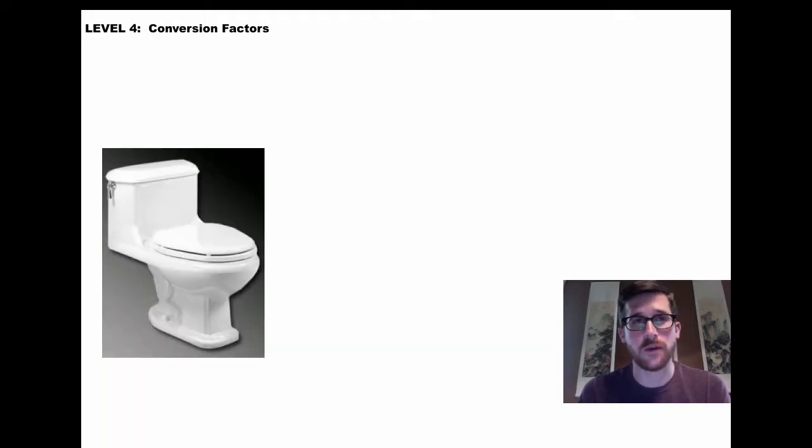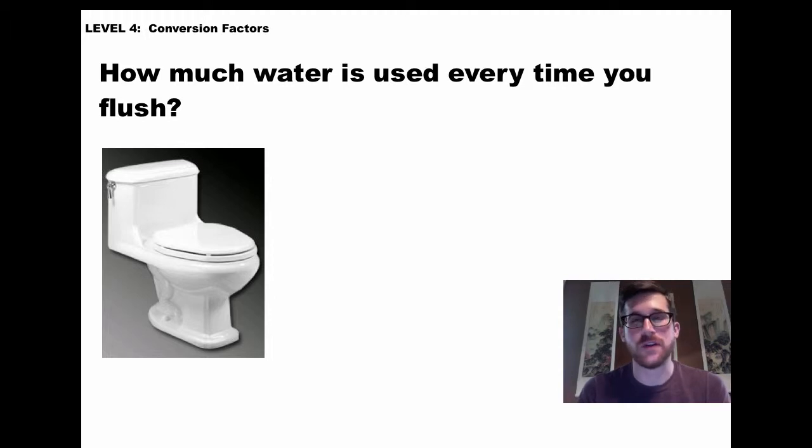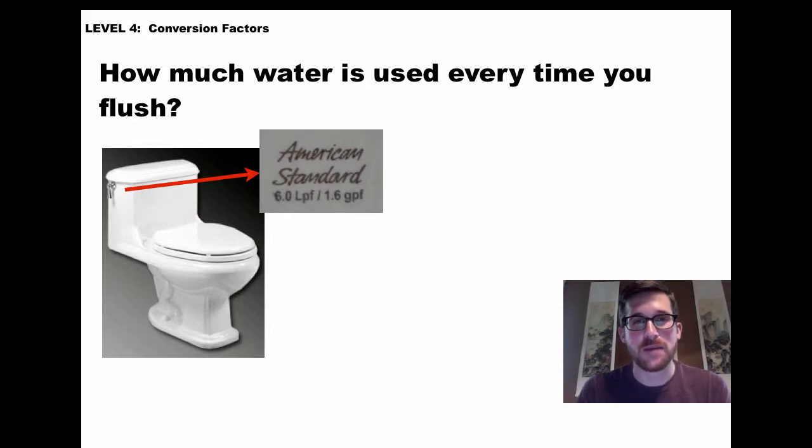Alright, here's another more fun one. I'm sure most of you have seen this and thought about this, maybe not. But how much water is used every time you flush? And I know all the boys and men out there, you probably have at one time looked at a urinal, and I think this is awesome because when you look at most urinals, they actually have this label on them where it says 6.0 LPF or 1.6 GPF.